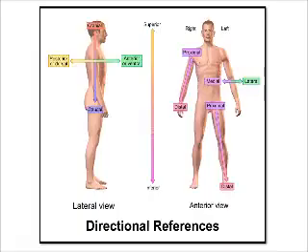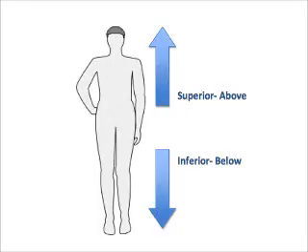So if I was describing a pain on the front abdomen, I would say it is in the anterior region of the body as opposed to the posterior, which would be the back. Next we have superior, which means above, and inferior, meaning below. Now these are reference points, so they could refer to reference points on the leg.